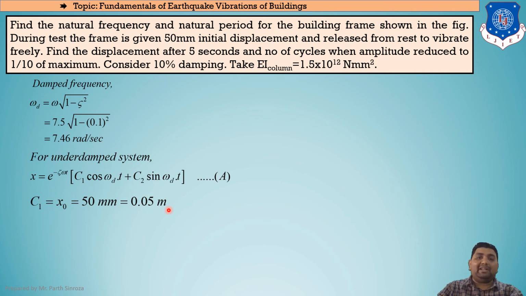Now moving forward, we will need to find the value of our c2. c2 was given by the equation x0 dot plus zeta omega x0 upon omega d. You can either write this equation directly if you know it.